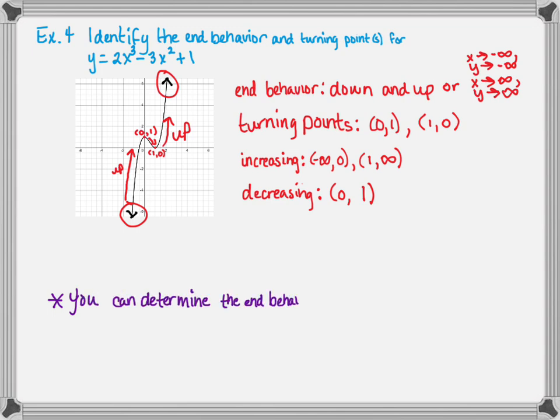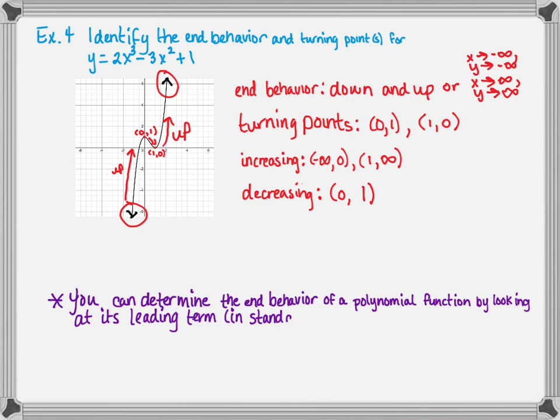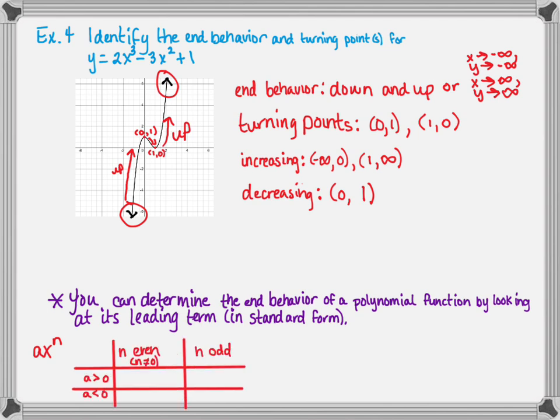So you can also determine the end behavior of a polynomial function by looking at its equation in standard form. We don't need to see its graph. All we need to do is look at its leading term. And that leading term is represented by a times x to the n. So if I create this table, our n's are the exponents. We can have n be even or odd. And we're not considering n as 0. And then a is the leading coefficient. It could be either positive or negative.